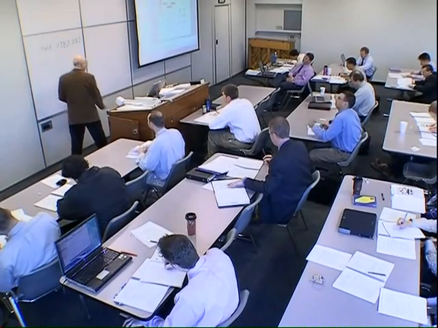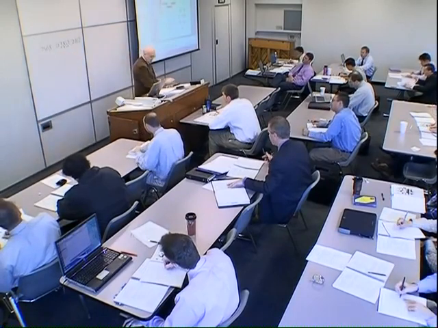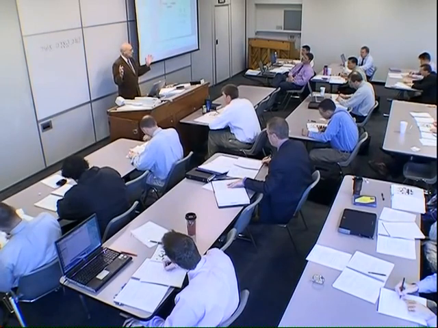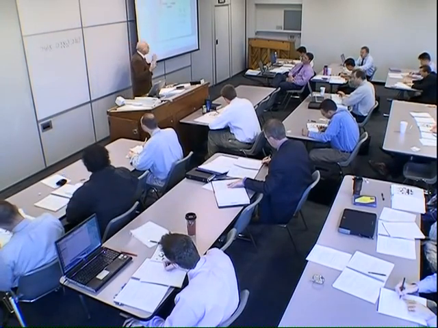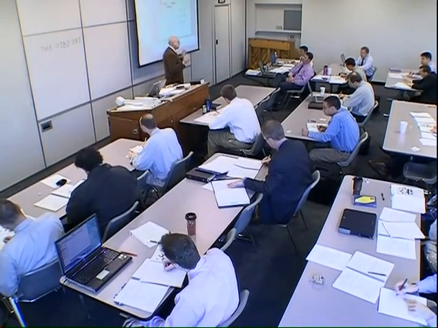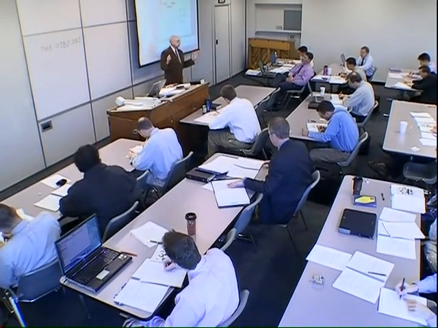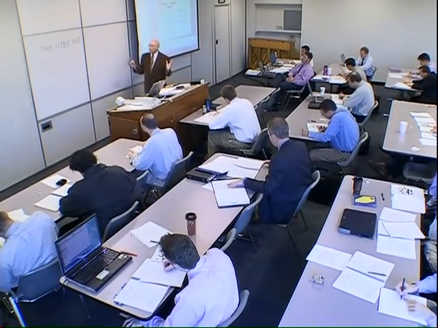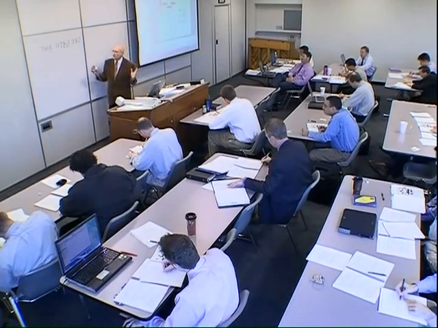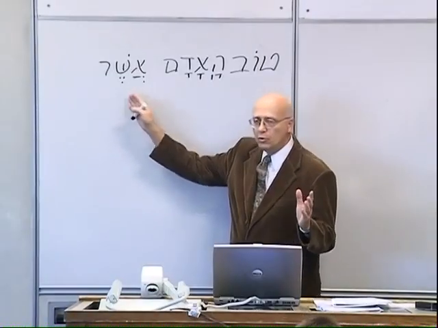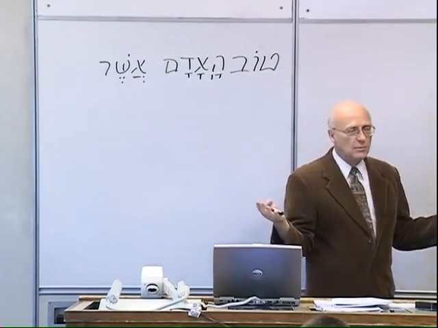I'm going to move ha-ish out of the way because we'll need some room here. The man, who. All right? Notice we don't use mi here. Mi is when you have a question. So we have asher as the relative pronoun. So we have tov ha-adam asher. The man is good who, what's next said about him?